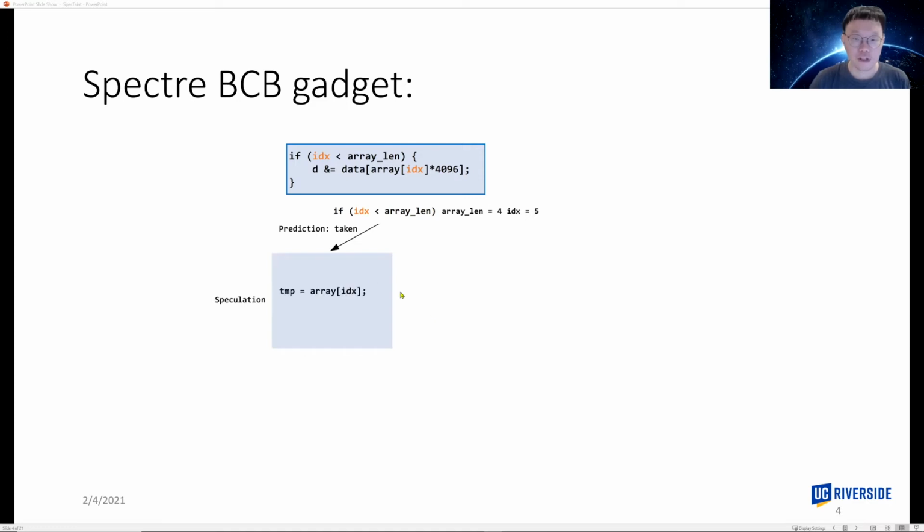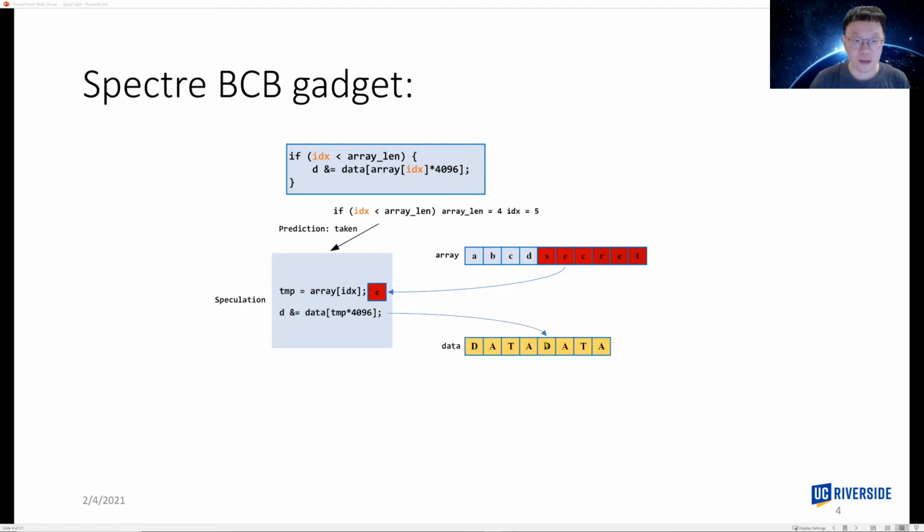Therefore, the first array access will load an out-of-bound value from memory. Then the loaded value is used as the index to access another array. This will result in cache line changes for the data array, and the cache line index is related to the loaded value E. Therefore, an attacker can infer the out-of-bound value through cache side channels.